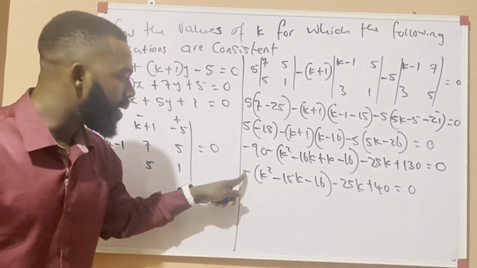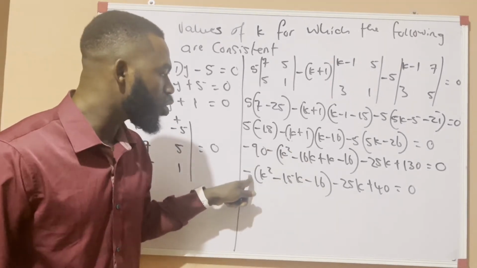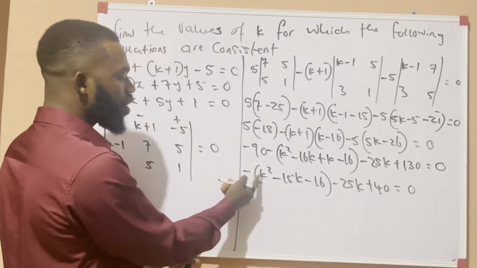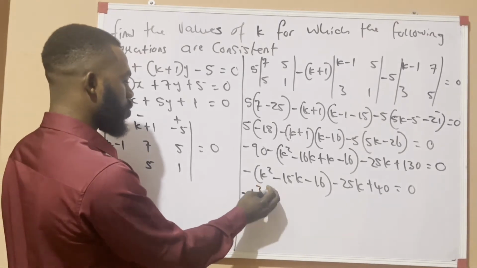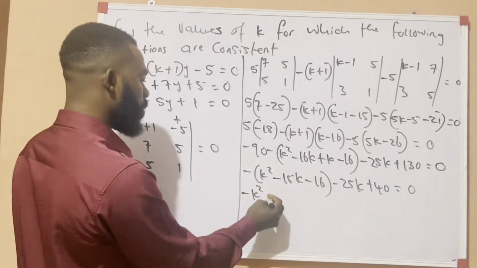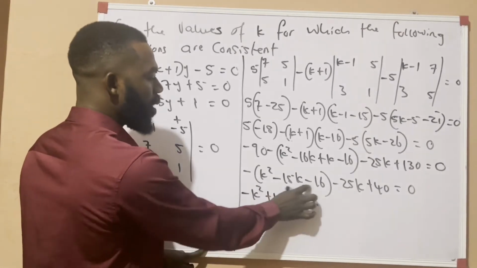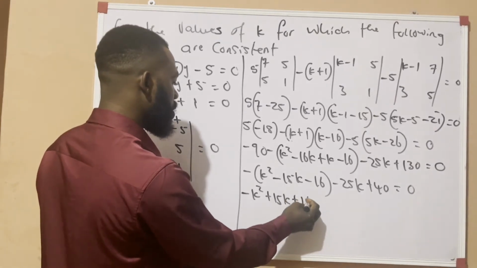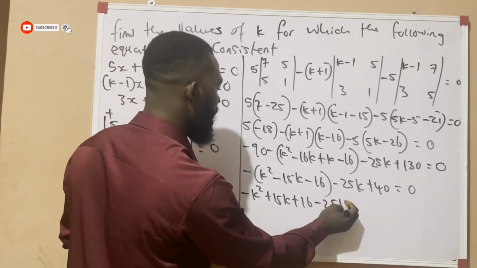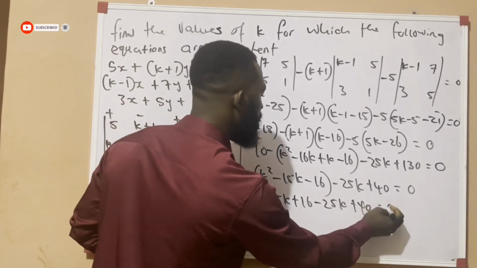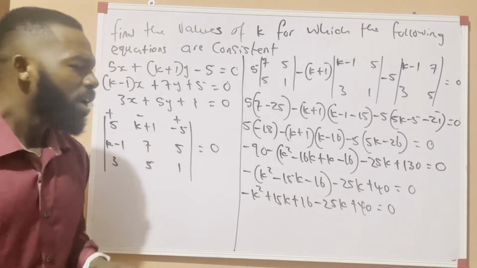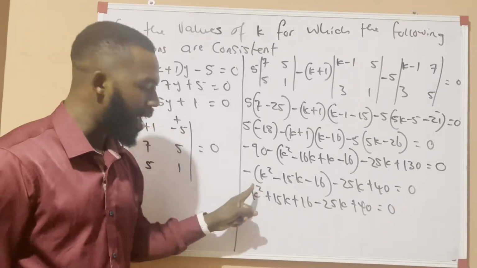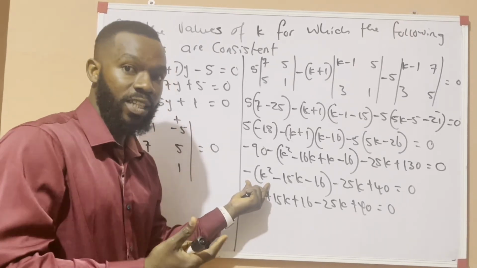Okay, now let us open the bracket. If we should open the bracket here, the minus sign multiplies all the signs in the bracket. So minus multiplied by k squared gives us minus k squared. Minus multiplied by minus 15k gives us plus 15k. And minus multiplied by minus 16 gives us plus 16. Then followed by minus 25k plus 40 equal to 0. Now, as you can see, it is already leading us towards a quadratic equation, because we have a square as our highest power.